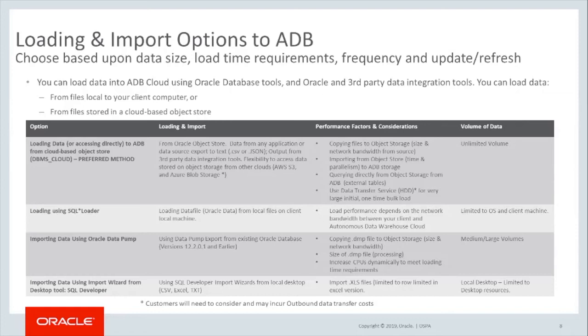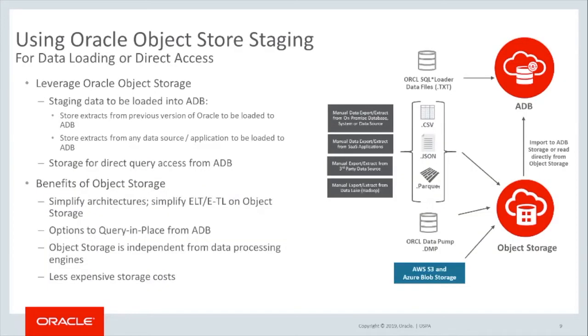A very common use of the wizard is to import Excel files into Autonomous Data Warehouse. Oracle Object Store is directly integrated into Autonomous Database and is the best option for staging data that will be consumed by Autonomous Database. Any file type can be stored in Object Store, including SQL Loader files, Excel, JSON, Parquet, and of course, dump files.